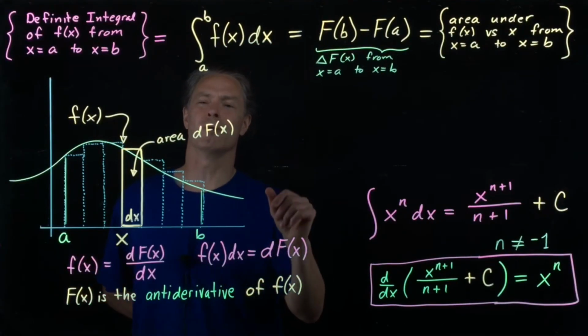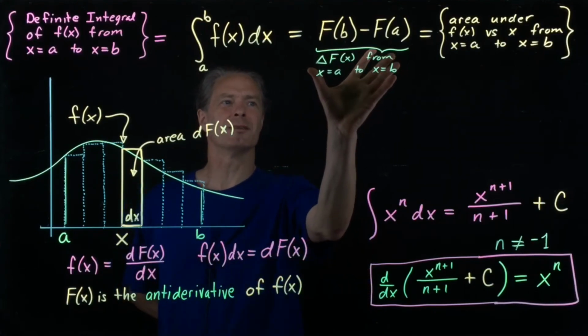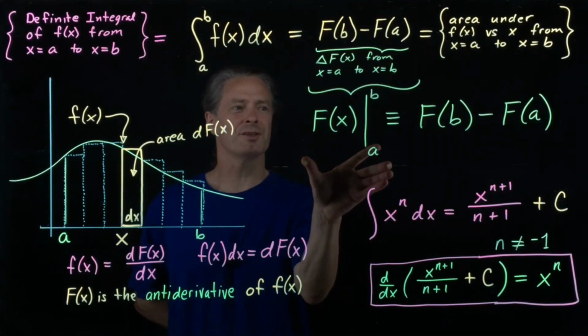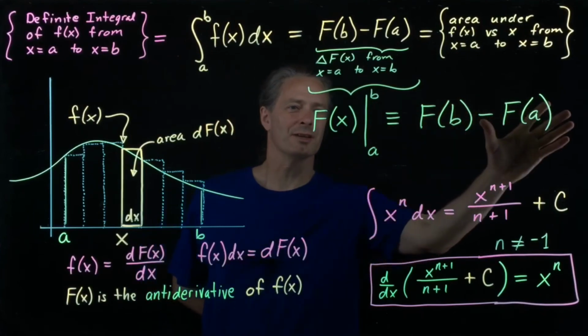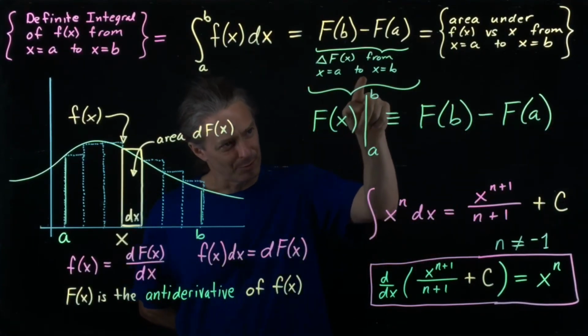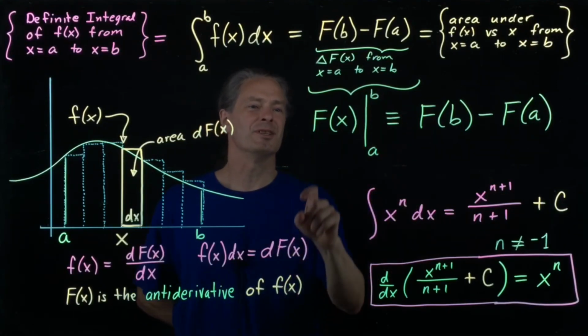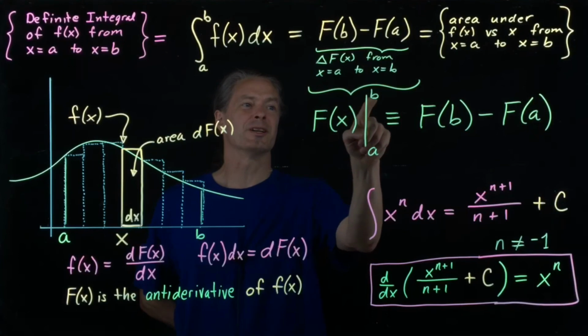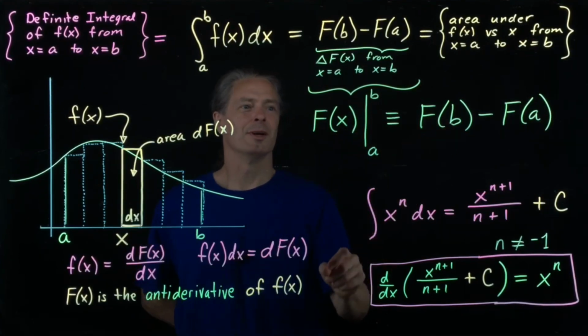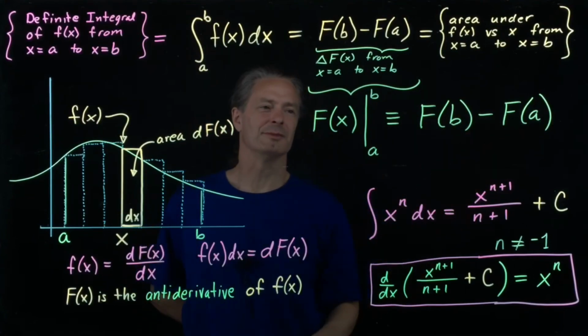I want to make one more minor point relating to notation, and that's there's a shorthand way to write this. So this is defined to mean this. If you see a function followed by a vertical line and symbols at either end of that line, it means take the function and evaluate it at the top symbol, and then subtract the function evaluated at the bottom symbol. That's what that means.